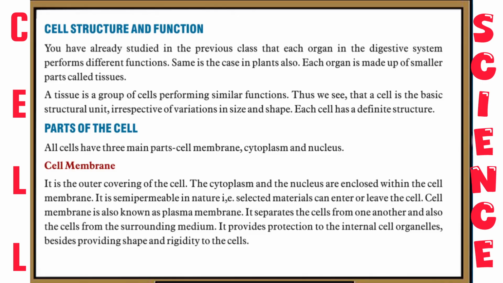जो cell membrane के अंदर होता है, ध्यान रखिएगा, cytoplasm and nucleus. It is semi-permeable in nature, that is, selected materials can enter or leave the cell. Cell membrane is also known as plasma membrane. It separates the cell from one another and also the cells from the surrounding medium. It provides protection to the internal cell organelles besides providing shape and rigidity to the cells.